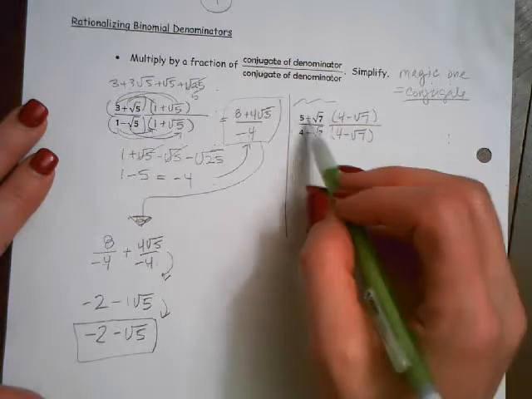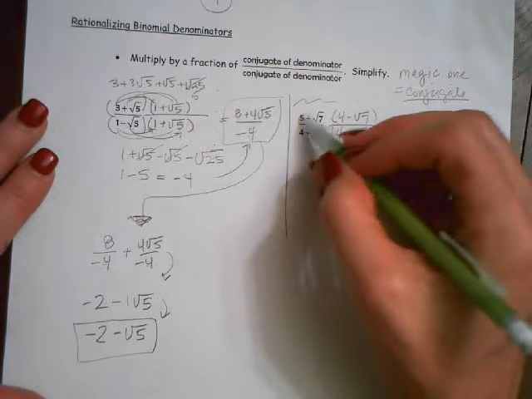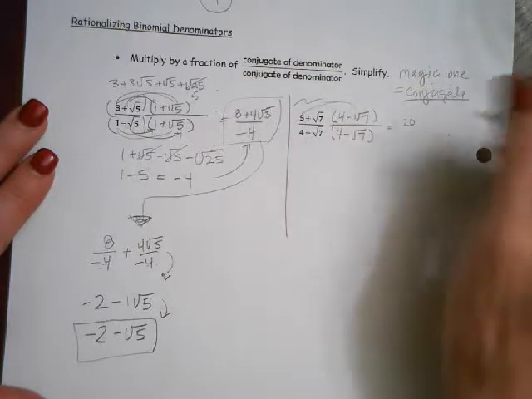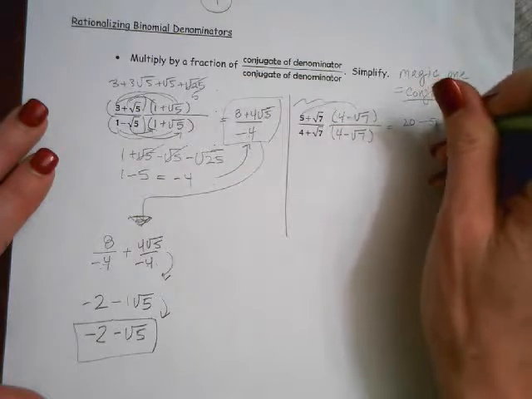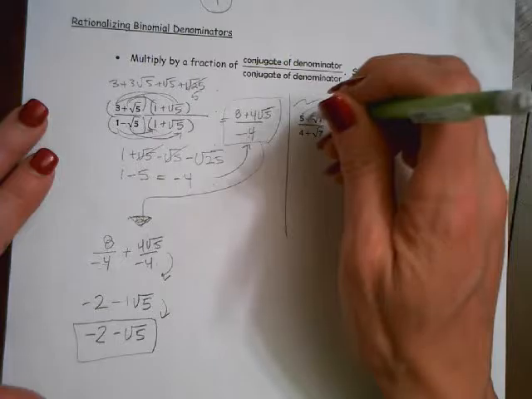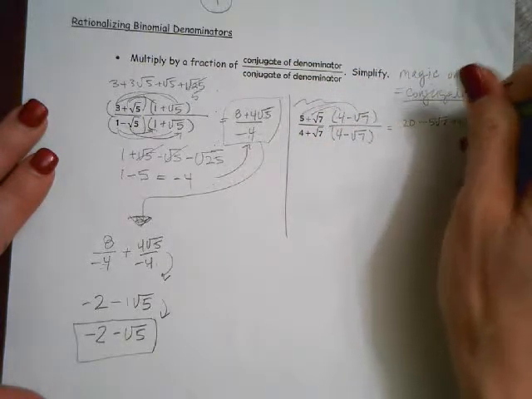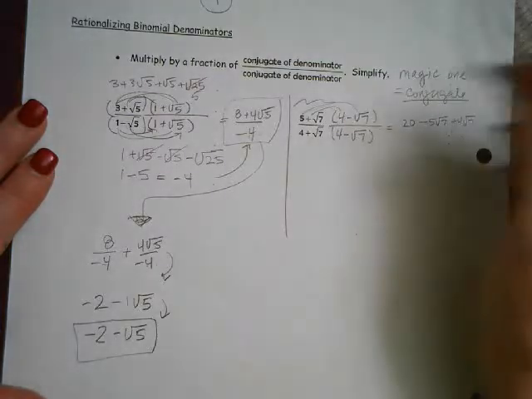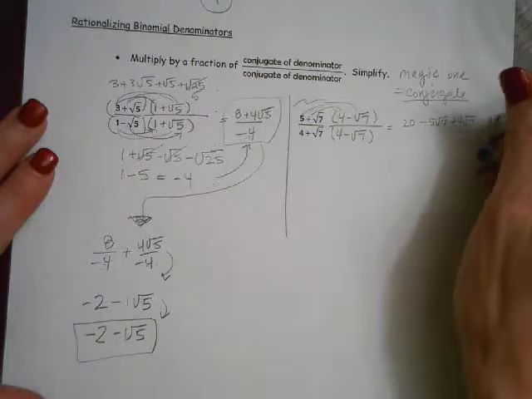So if I do the top, it will be 5 times 4. That's going to be 20. I have 5 times the negative square root of 7, that's going to be minus 5 square root of 7. I have a 4 times the square root of 7, so that's plus 4 square root of 7. And then I have a square root of 7 times the negative square root of 7, and that is going to be minus square root of 49.